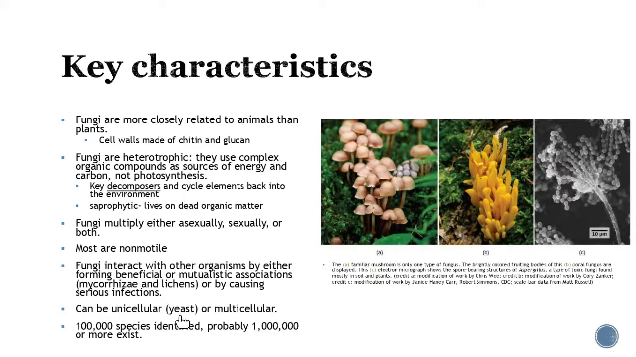Some are going to be unicellular yeast, which are very essential for our studies in biology, and some are going to be multicellular also. And there's a wide diversity. We have about 100,000 species identified, but there's probably about 1 million more that exist that have yet to be identified.